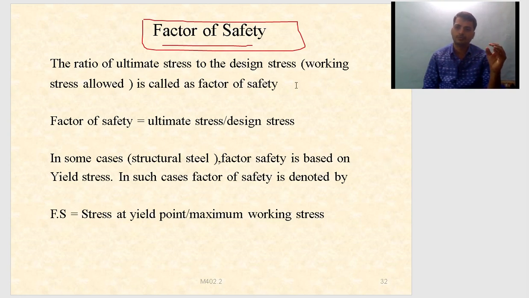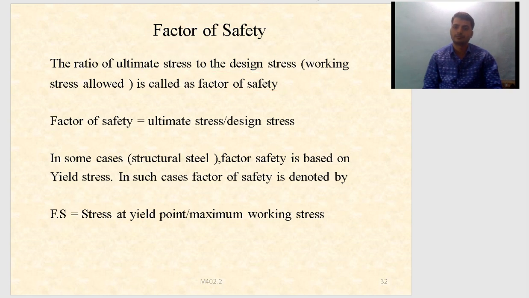Why? Because we need some safety. The ratio of ultimate stress to design stress or working stress is called the factor of safety. Ultimate stress is the maximum amount of stress. See, factor of safety is ultimate stress to design stress. In some cases, structural factor of safety is based on yield stress also.